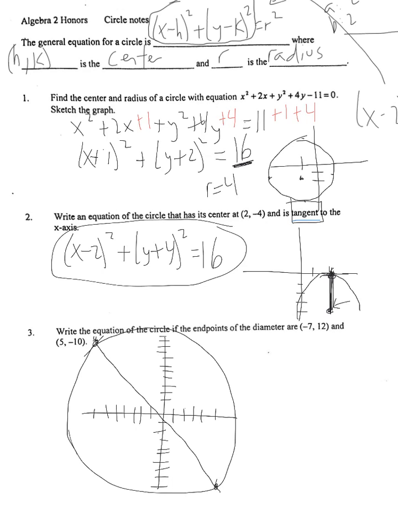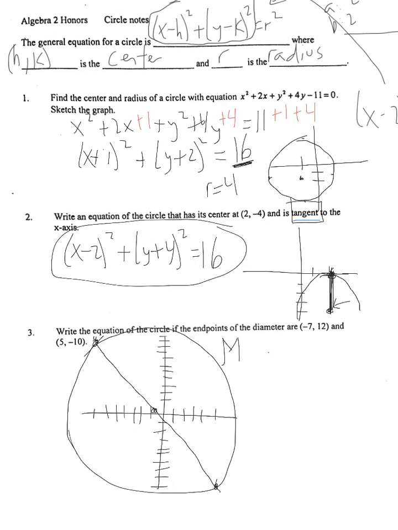Now, a diameter has to go through the center. And think about where the center is in relationship to the diameter. Because, after all, if we're after the equation of a circle, we need two things. We need to know where the center is, and we need to know where the radius is. Okay. Well, the center is smack dab in the middle of that line. We know a formula to find the middle point of a segment if we know the two endpoints. Midpoint formula to the rescue.